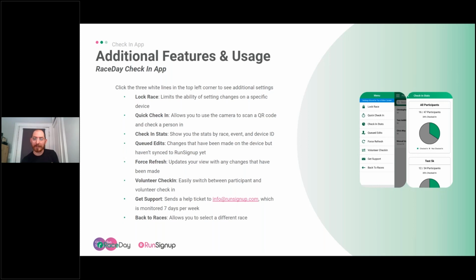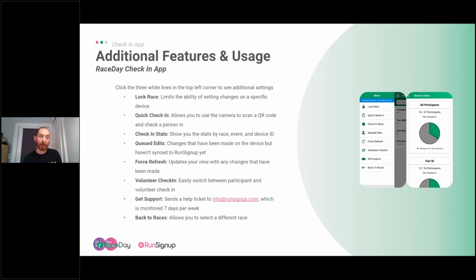The next one is queued edits. Typically you won't ever have to mess around with these, but what will happen is if your device goes offline, like you dropped internet connection or you have really bad cell service, we'll display a little bar at the top of the app that'll say we've lost internet connection. At that point, you can keep using the app, no problem. As soon as you get internet access again, all of the changes will be pushed up to RunSignup.